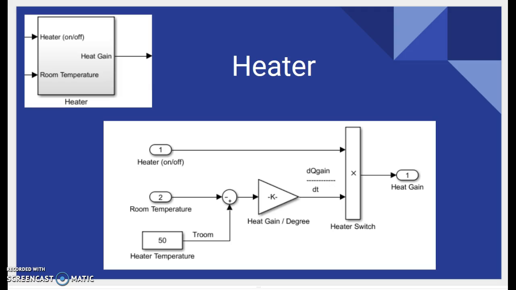The heat gain block multiplies the difference of the two temperatures by the mass airflow rate through the heater and the heat capacity of air at a constant pressure. This value is then transferred to the heater switch. The outcome or output of this subsystem is the heat gain.